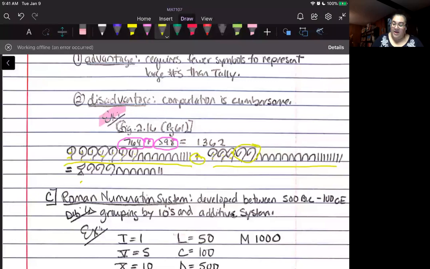10, 20, 30, 40, 50, 60, 70, 80, 90, 100. That turns into 100. Right. And then we have another 10, 20, 30, 40, 50. So we hold on to those. There they are. Okay. And then you have your ones, and we have 1, 2, 3, 4, 5, 6, 7, 8, 9, 10. That turns into a 10, and then you have your leftover ones.